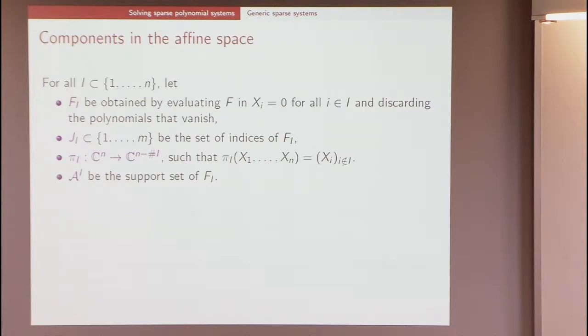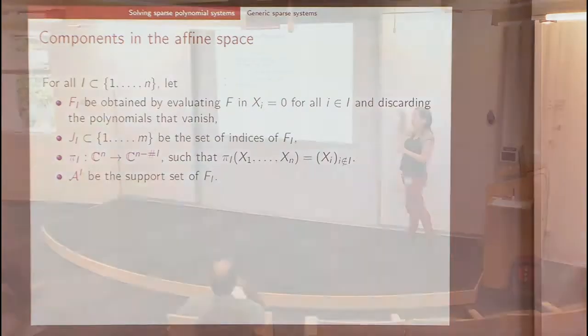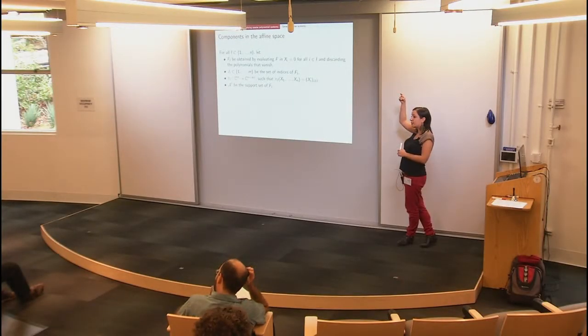So F_I is going to be the system that we obtain by evaluating in zero the coordinates indexed by I and discarding the polynomials that vanish completely. J_I is the set of indices of the polynomials that did not vanish. P_I is the projection to the coordinates not in I, and the last one is the set of supports of the system that can also be obtained by projecting with P_I the supports of the original system that are indexed by J_I.